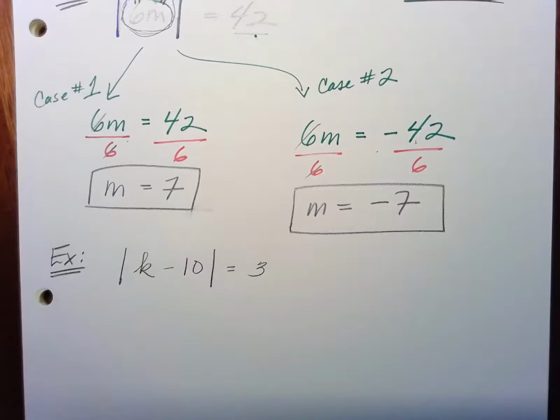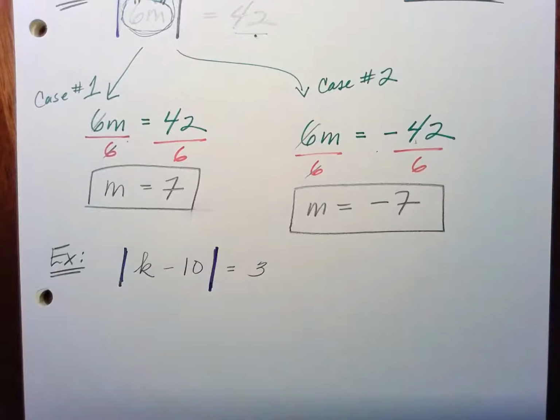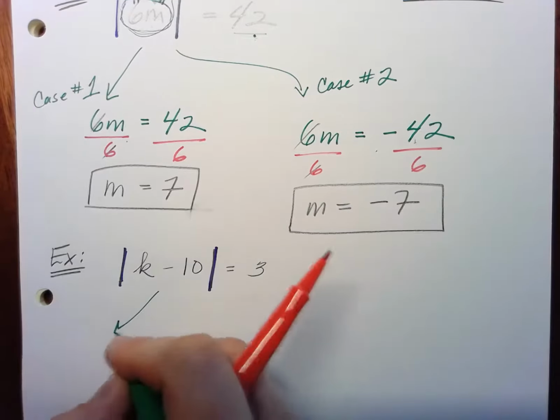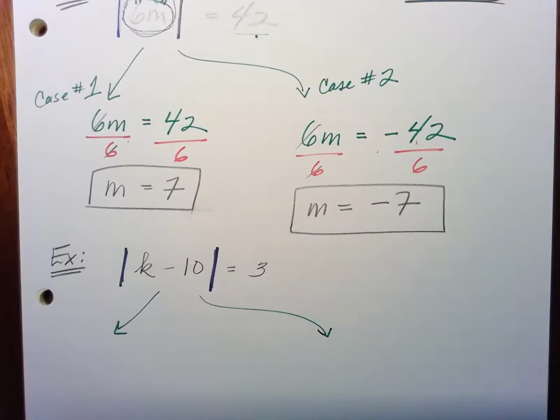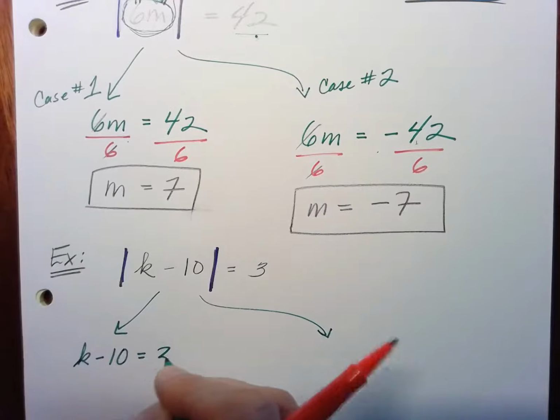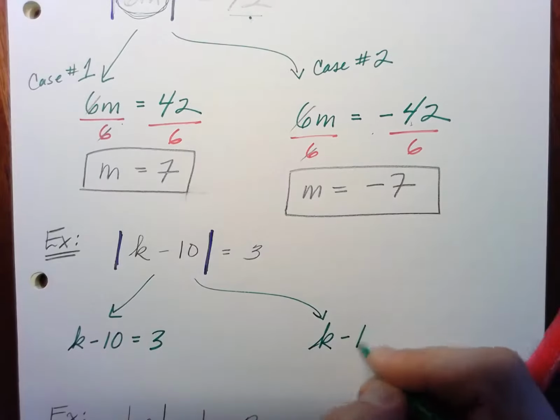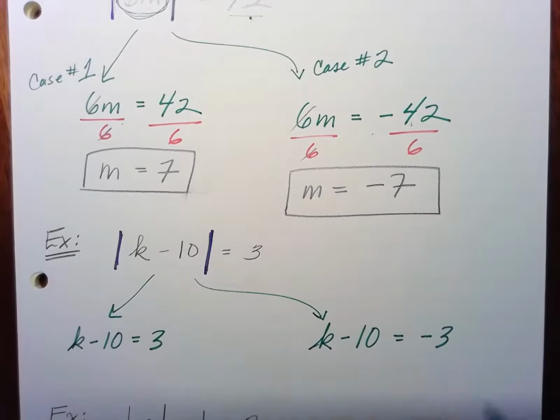The absolute value of k minus 10 equals 3. The absolute value is already solved for. It's isolated by itself. So we can split into two cases, okay? And the first case is just going to be the same problem without the absolute value, and the other one is going to be the negative version of it.